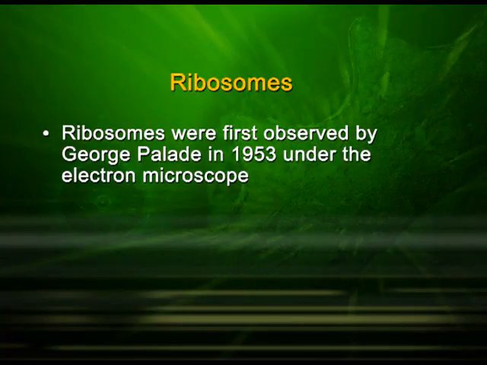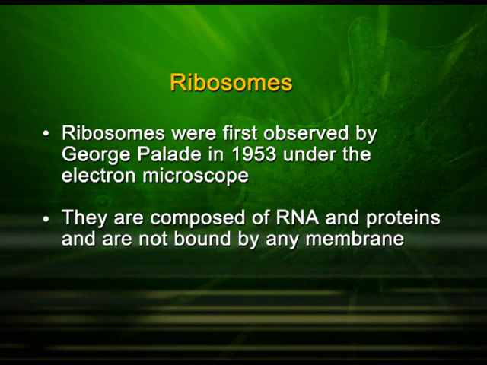The ribosomes are organelles not bound by membranes. They were also seen in the prokaryotic cell. The ribosomes were first observed by George Palade in 1953 under the electron microscope. They are composed of RNA and ribosomal proteins, but are not bound by any membrane.